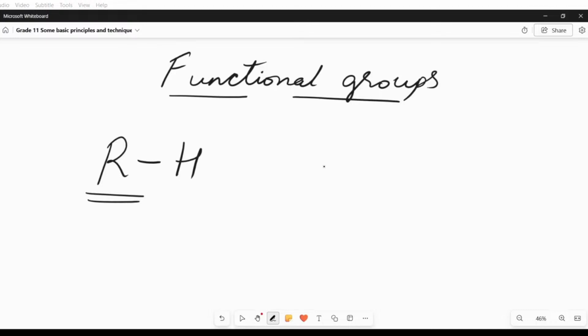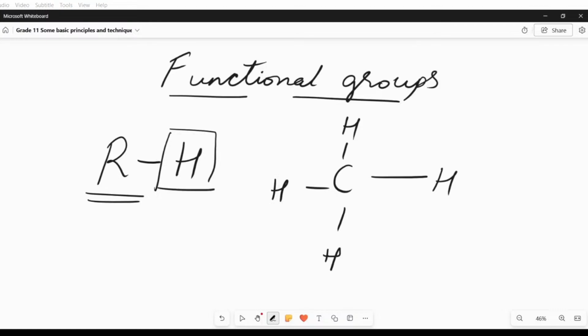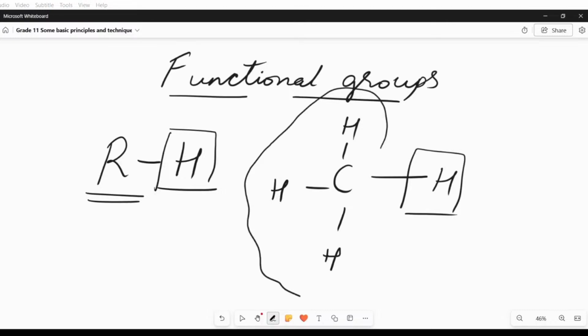If I consider methane, then the CH3 group is called as R. This hydrogen is as it is. Only this CH3 group is called as R. It is an alkyl group.